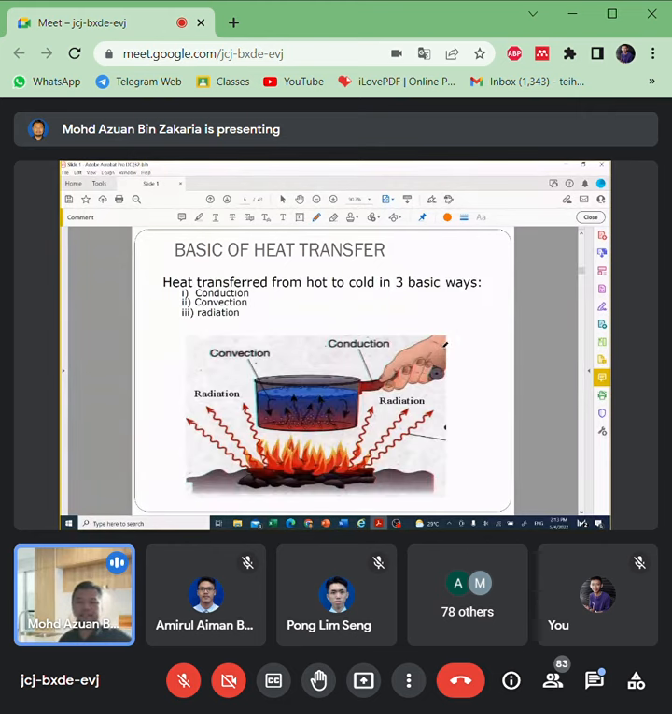All right. Next thing is, how is heat being transferred? As you can see here, there are three ways the heat can be transferred. Firstly is by conduction. Number two is by convection. And lastly, by radiation. So let's see what is the difference between each heat transfer method by looking at this figure. So let's see conduction.